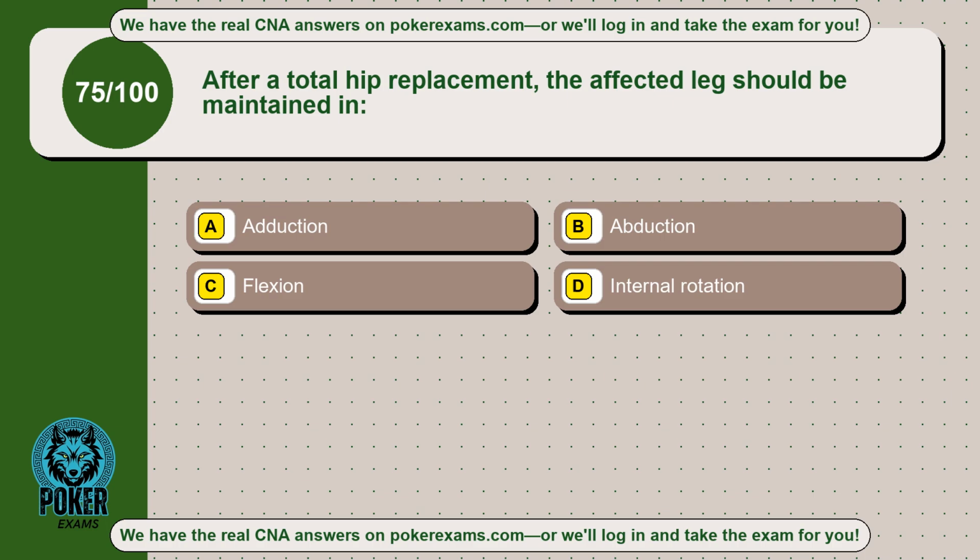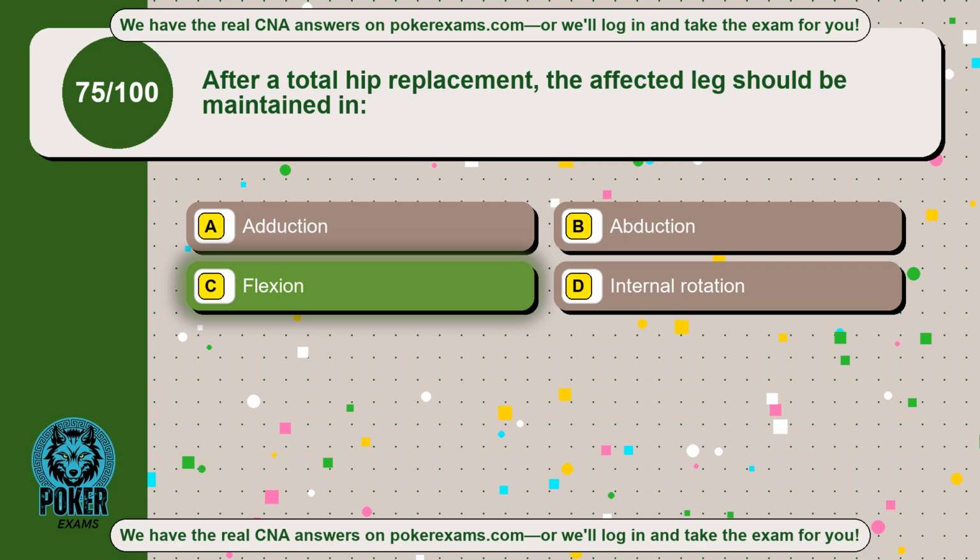Question 75. After a total hip replacement, the affected leg should be maintained in. Option A. Adduction. Option B. Abduction. Option C. Flexion. Option D. Internal rotation. The correct answer is option C.